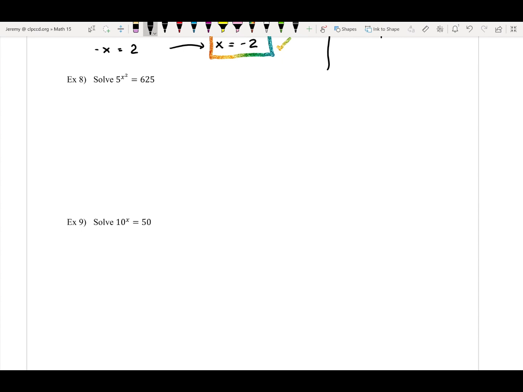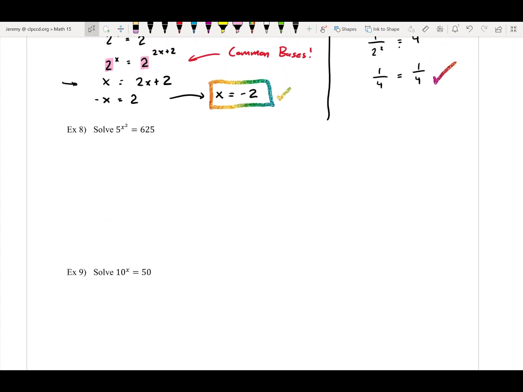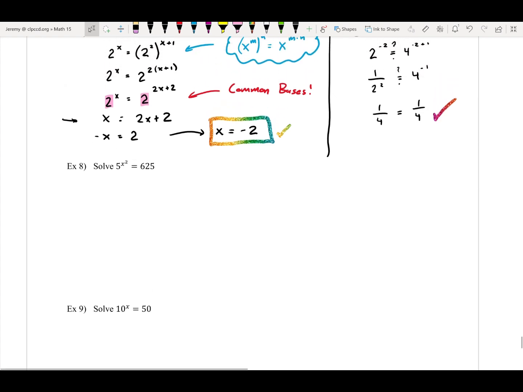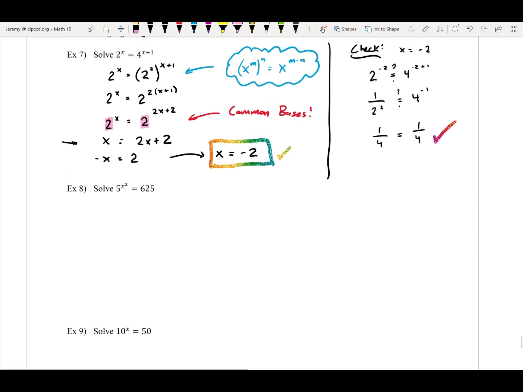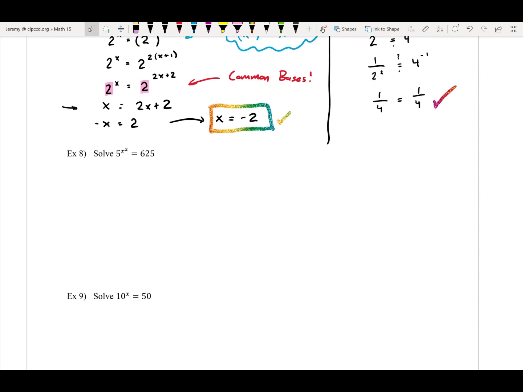Let's look at example 8. We want to solve this equation: 5 to the x squared is equal to 625. Okay, so common bases, I always try to shoot for those. And 625, seeing that 25 on the end has me a little bit alert here. Is that a power of 5? It turns out that it is. 625 is the same as 5 to the 4th power.